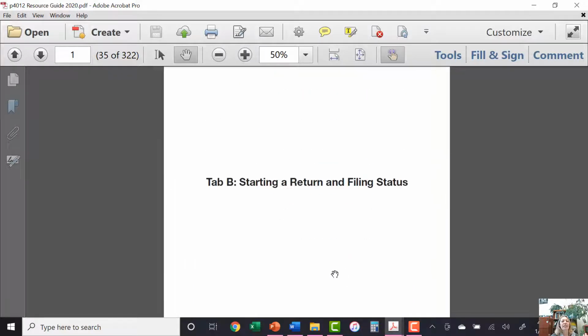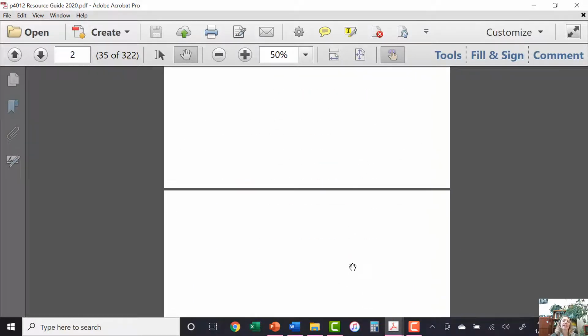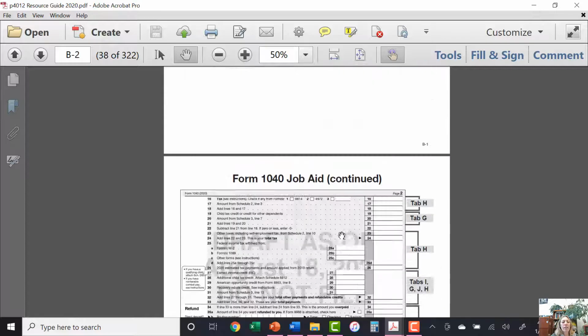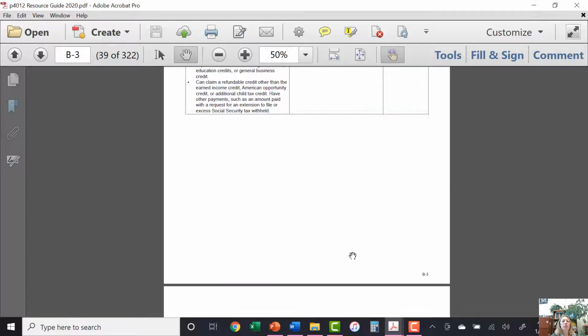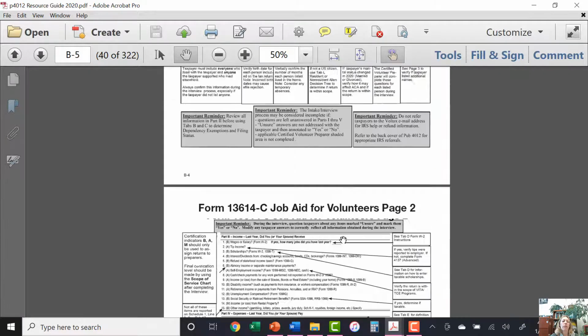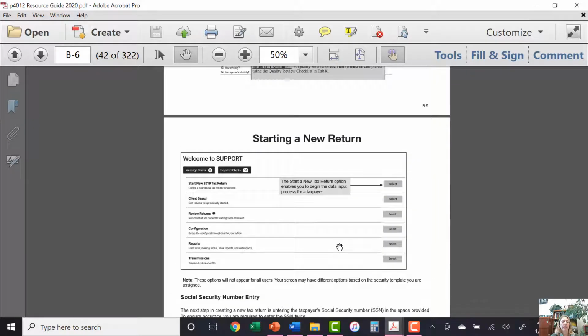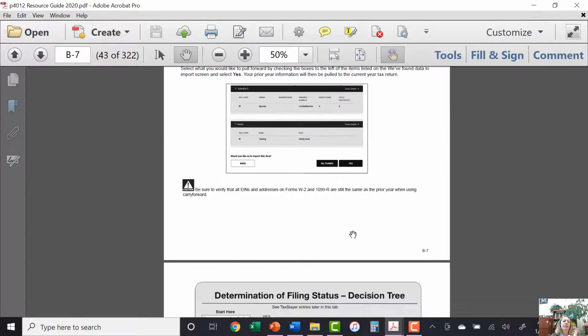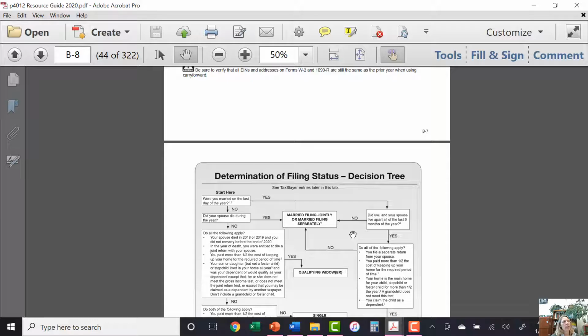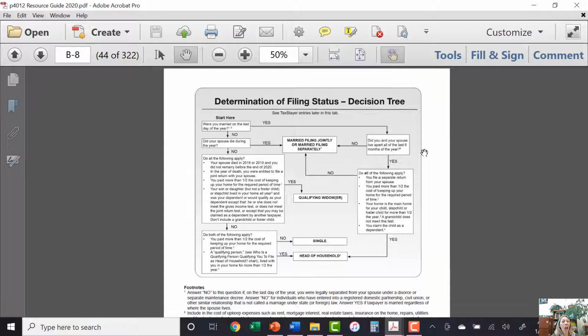I really like this. When you're starting a return with filing status, they have all this cool stuff. They have these flow charts. They're so neat. That's why I love the resource guide, because it's basically a way for you guys to say, I need to know what they qualify for. Here's a decision tree. They do it with dependents too. They do it for the earned income credit. They do it for all sorts of stuff.